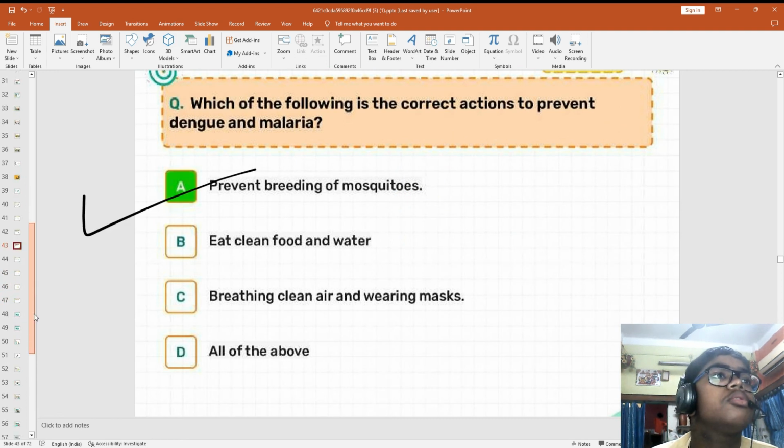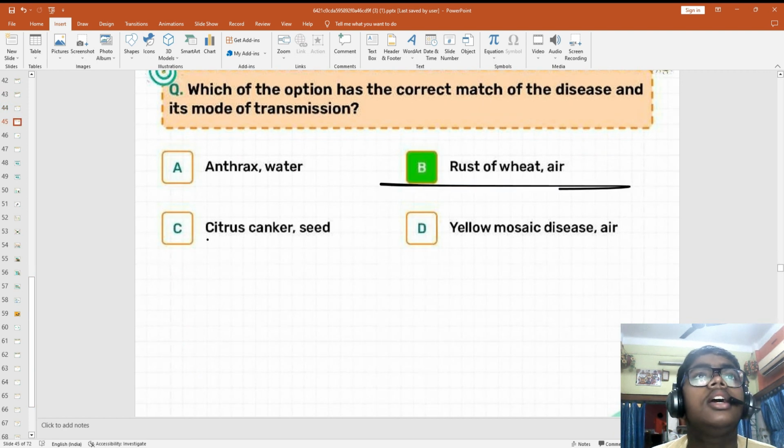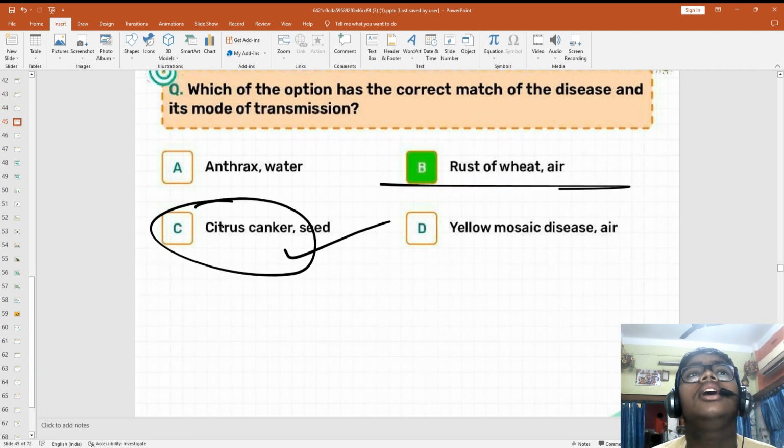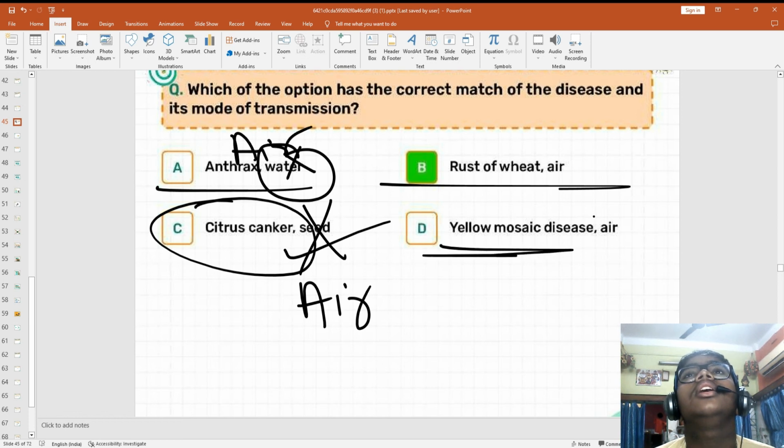What did you say to prevent malaria? Prevent breeding of mosquitoes. How? Don't let water be stored, which can spread the disease. Rust of wheat: here, citrus canker, is it through seed? No, through air. Is anthrax through water? Yes. Anthrax is also through air. What about yellow mosaic? Through insects.